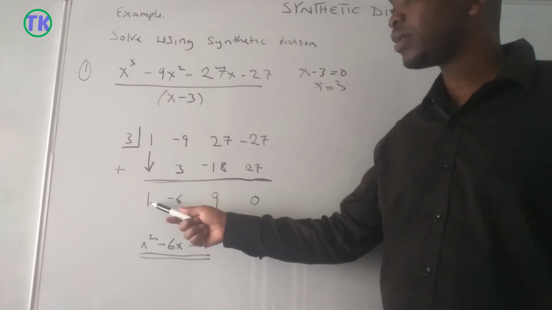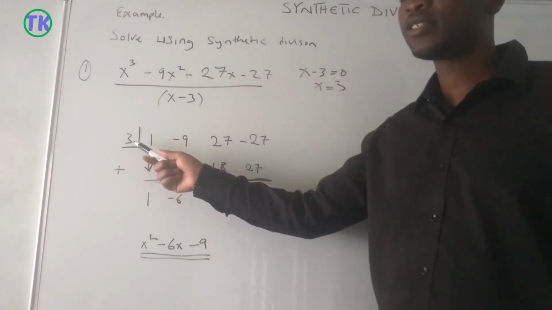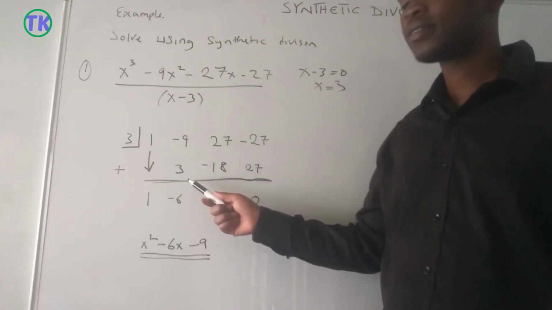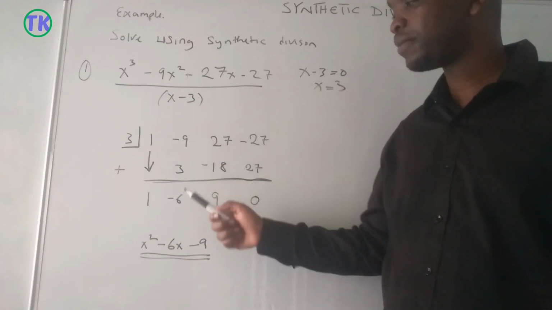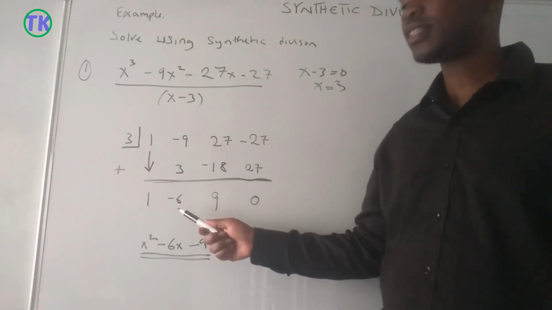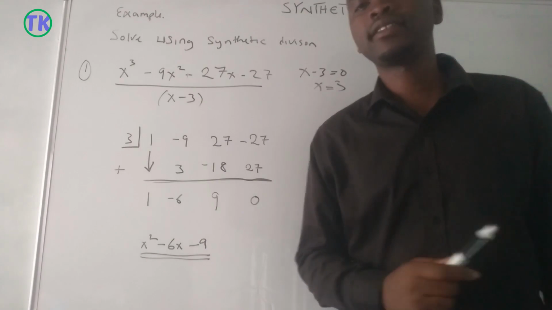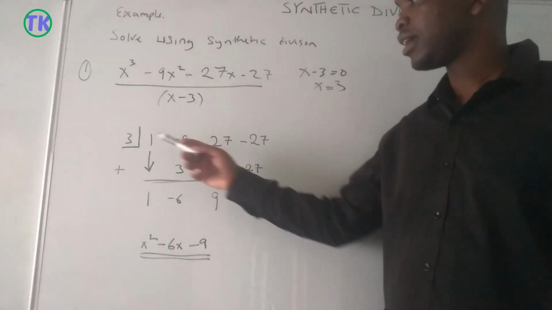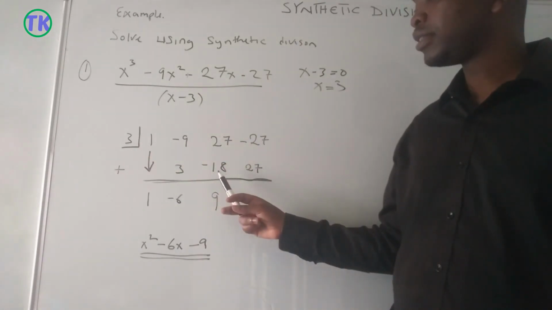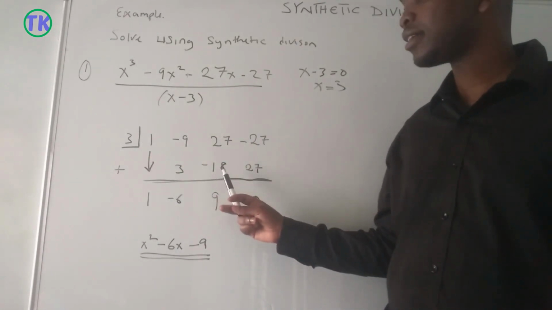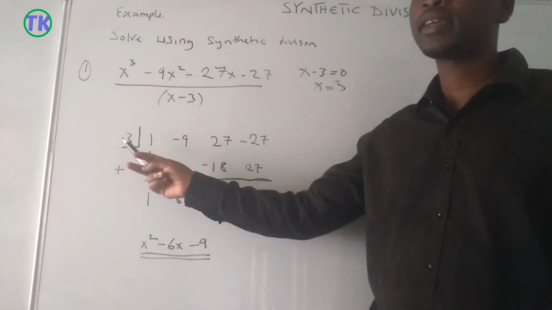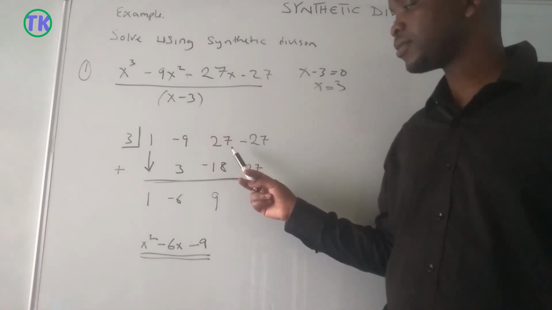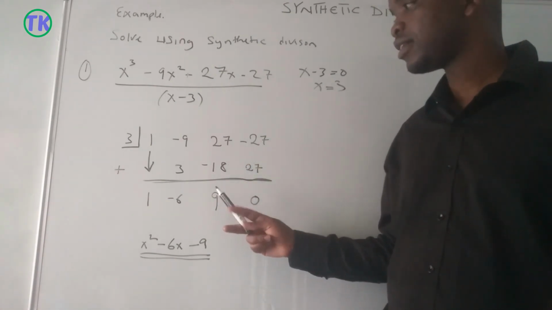Then we multiply the 1 by our divisor, which is 3, to get 3. After that, we get the sum of these two numbers, which will give us negative 6. Now, next, we have to multiply this negative 6 by 3 again. And once we find the answer, we indicate the value in the next term. So in this case, negative 6 multiplied by 3 will give us negative 18. Once we add these two numbers, we're going to get 9.